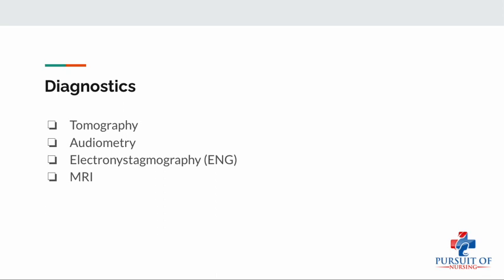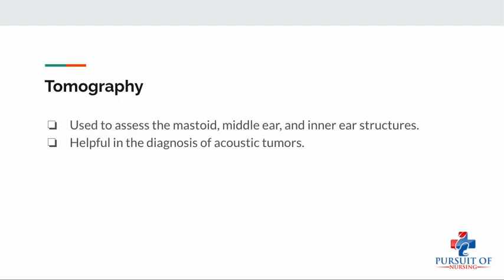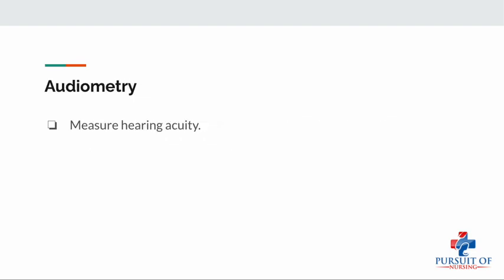So different diagnostics for the ear, we have tomography, audiometry, ENG, and MRI. So tomography is used to assess the mastoid, middle ear, and inner ear structures. It's helpful in the diagnosis of acoustic tumors. Audiometry is a measure of hearing acuity. So you have a pure tone audiometry and then versus a speech audiometry. So pure tone is used to identify problems with hearing, speech, music, and other sounds, and then speech audiometry measures the ability to hear spoken words.